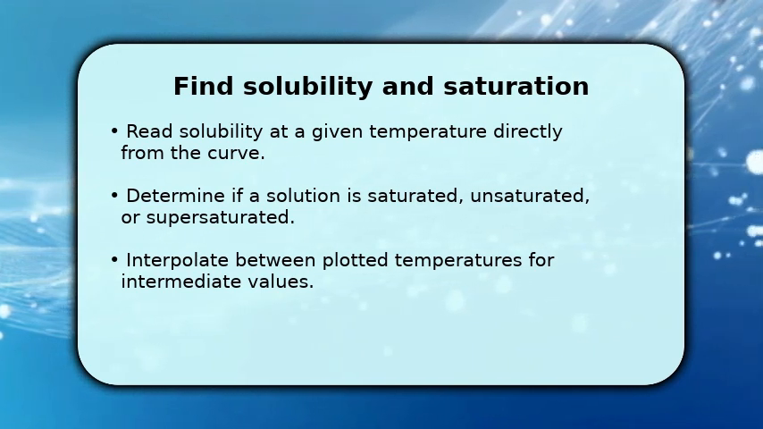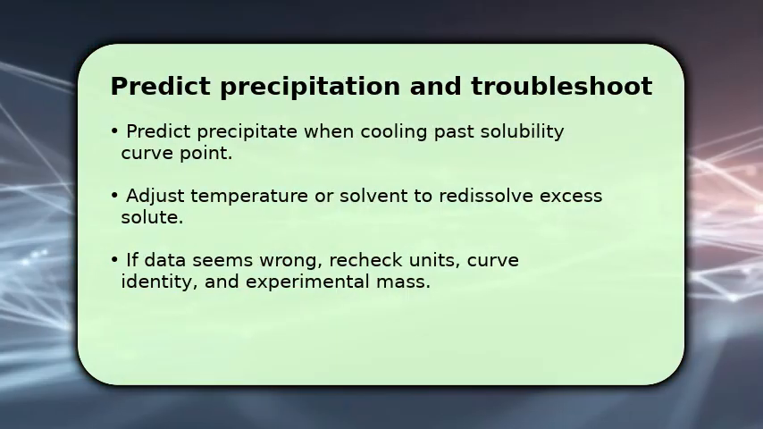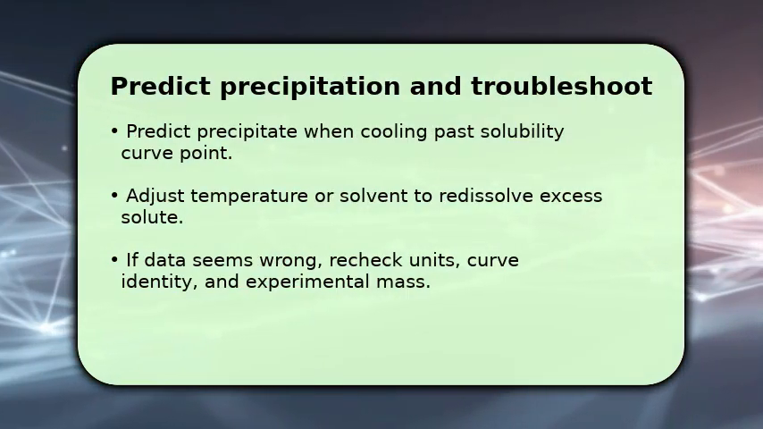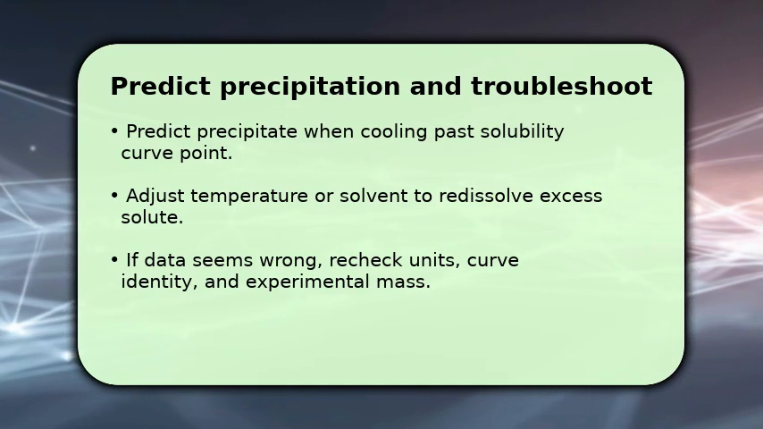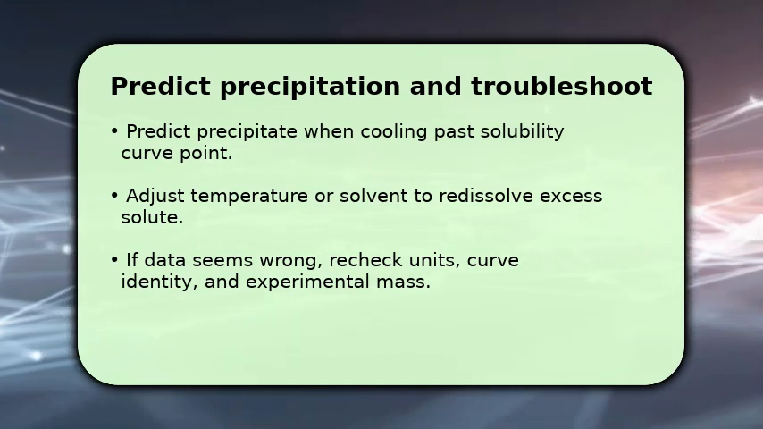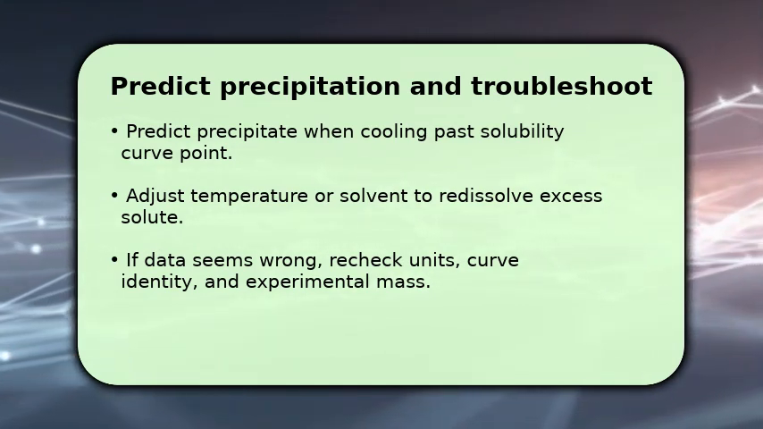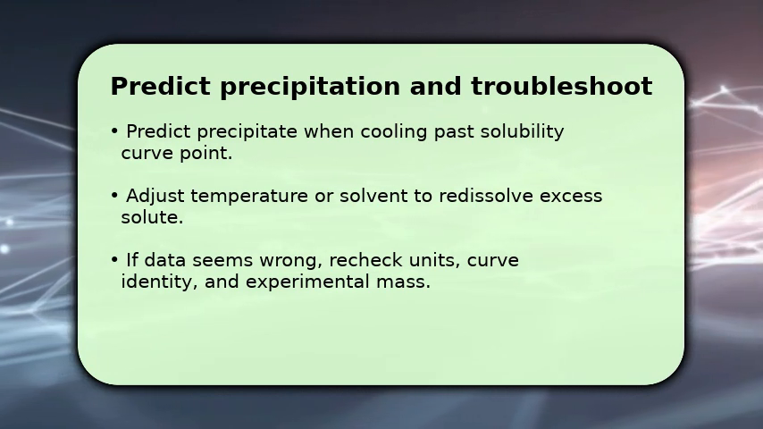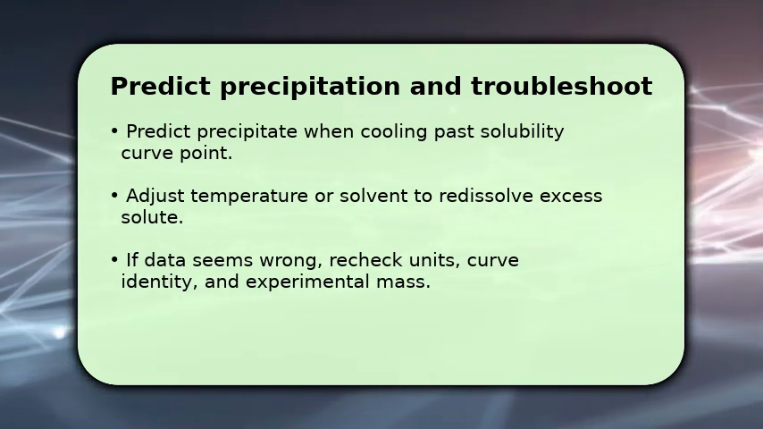You finish by predicting whether cooling will cause precipitation. Follow the temperature change horizontally and see if the solubility drops below your dissolved amount; if so, precipitation follows. To recover a clear solution, warm to increase solubility or add more solvent.